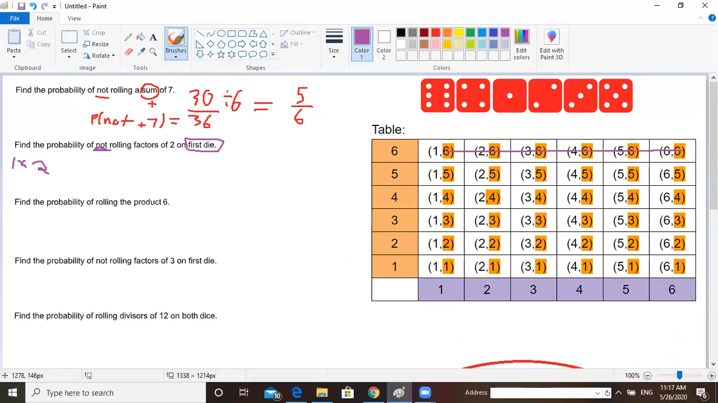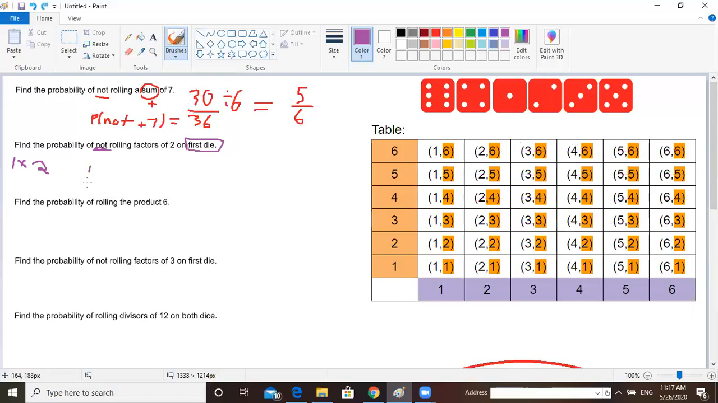So these are not a factor of 2. 5 is also not a factor of 2, so we can cross out this whole row. 4 is not a factor of 2. And 3 is not a factor of 2. We count all of what we have marked off. We have around 24.